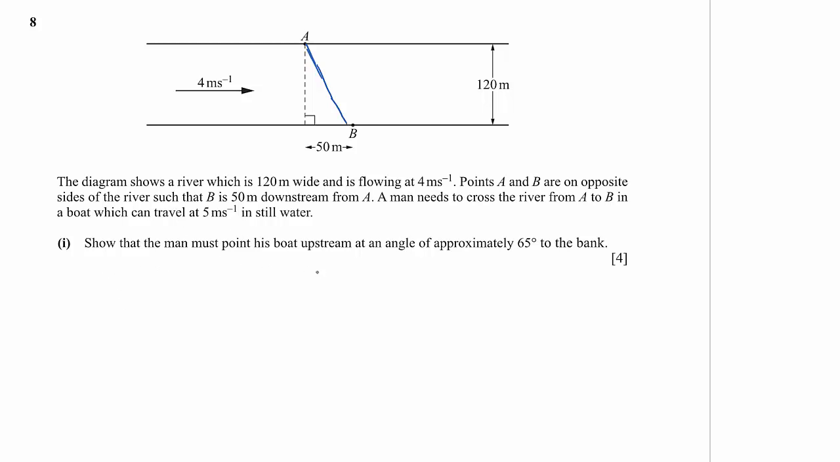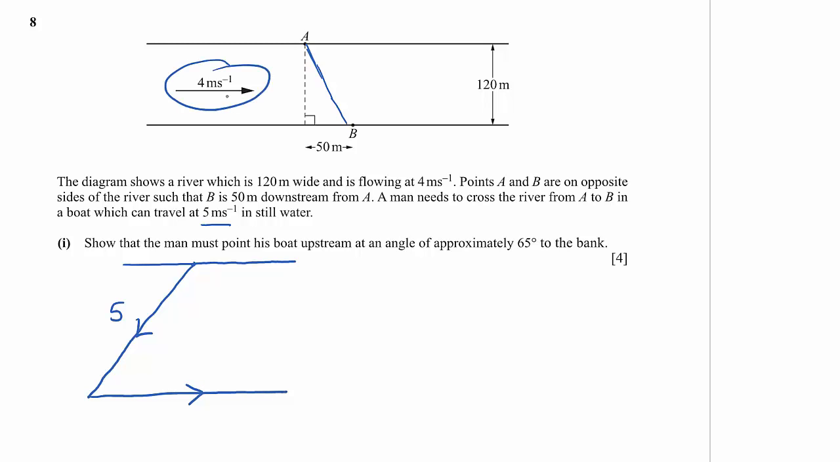The man must point his boat upstream at an angle approximately 65 degrees to the bank. So he's going to aim in this sort of direction. That's the bank. He's aiming down here, and his boat can do 5 meters per second. We know that this is 4 meters per second this way. And then he wants to head in this sort of direction, so we need this to be the resultant.